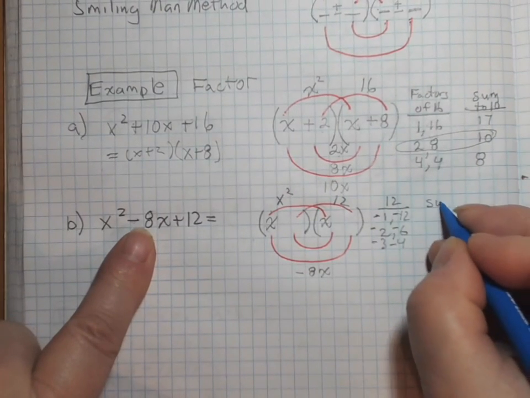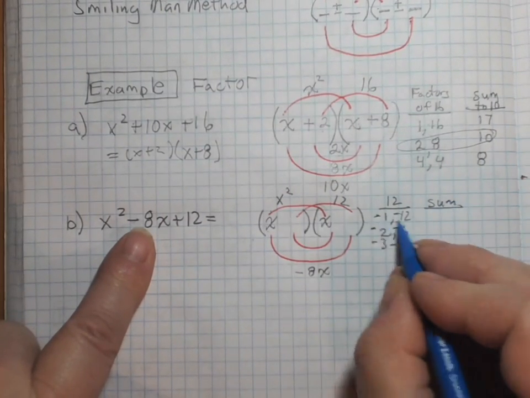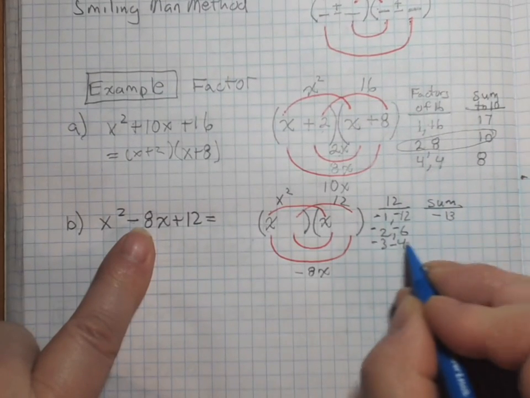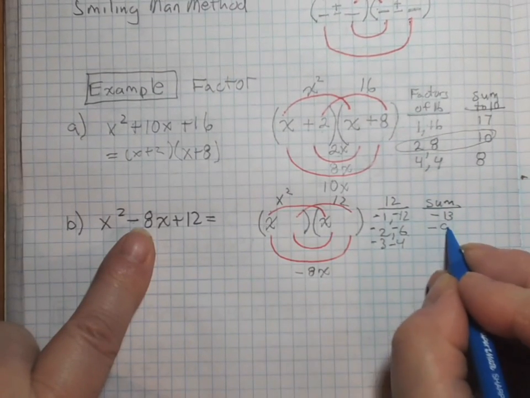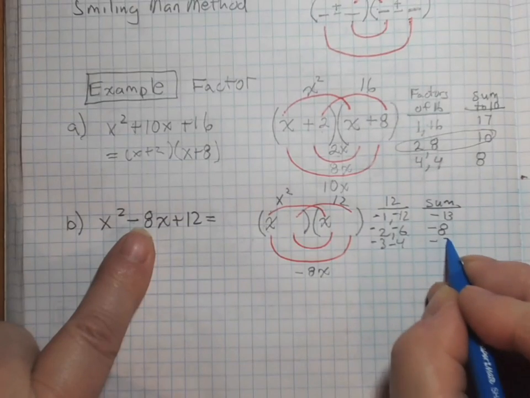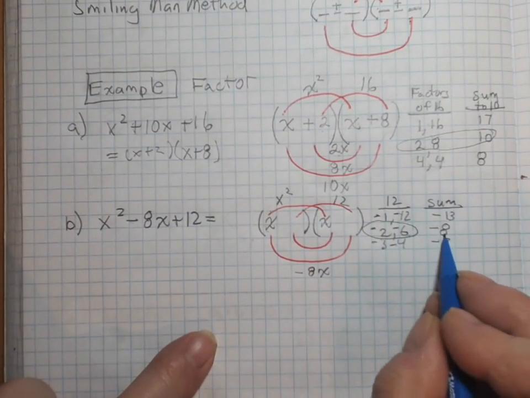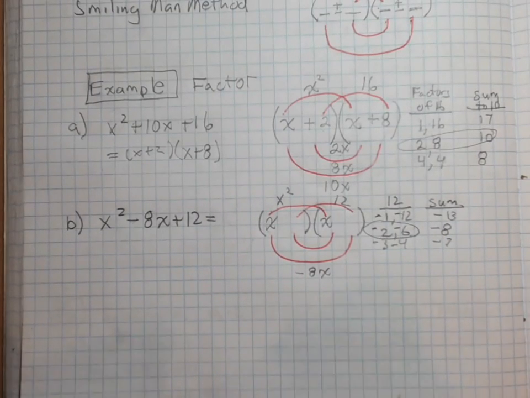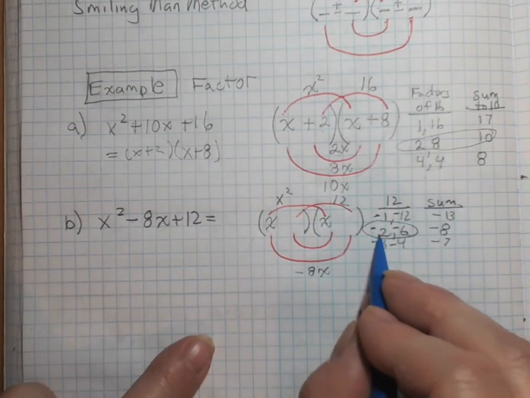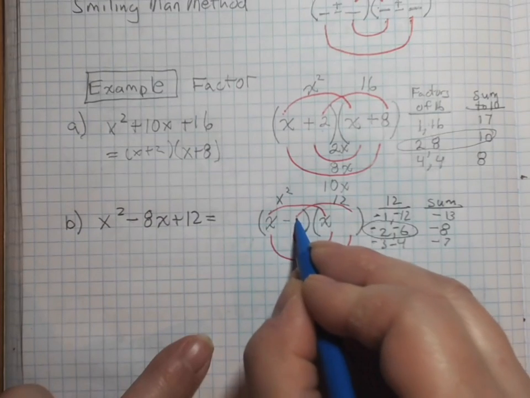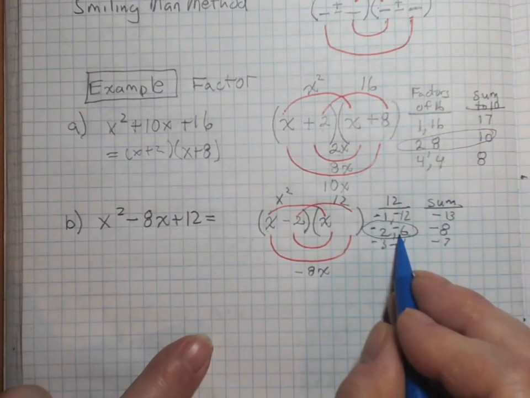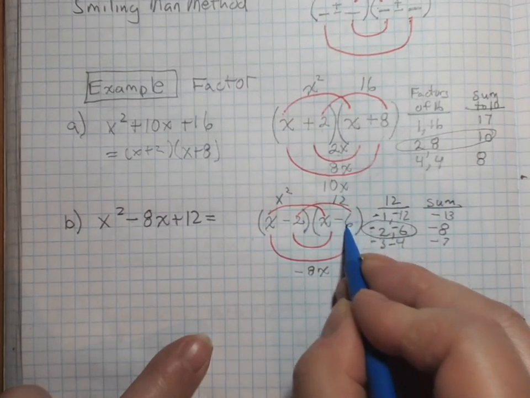So let's do a sum column. This sums to negative 13. These two sum to negative 8. These two sum to negative 7. So the right pair of factors is this one. Gives us that negative 8 that we need. So we're going to place those in there. It's negative 2, so we write minus 2. Negative 6, so we write minus 6.